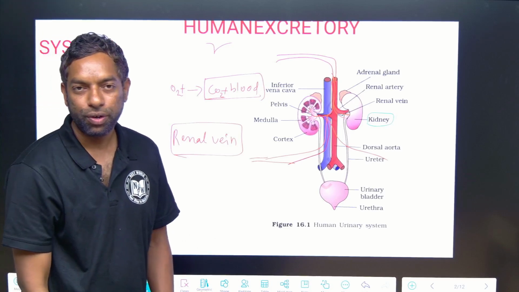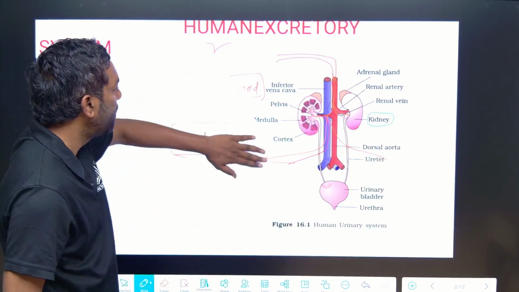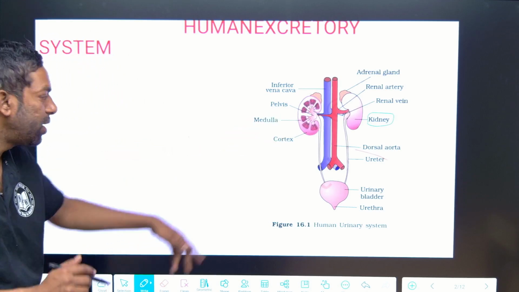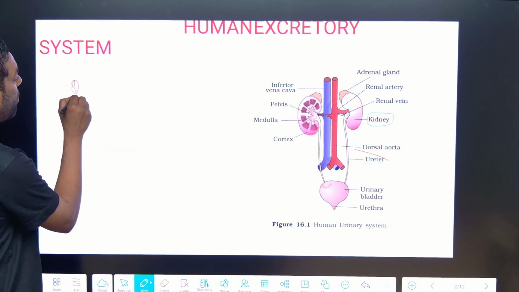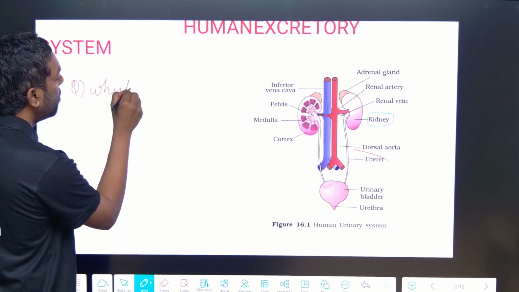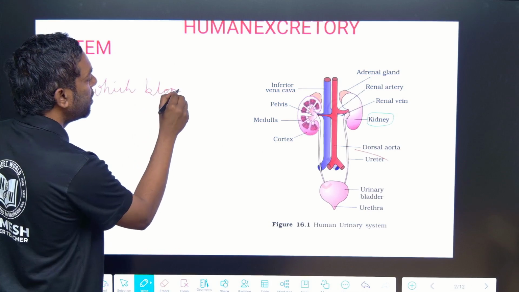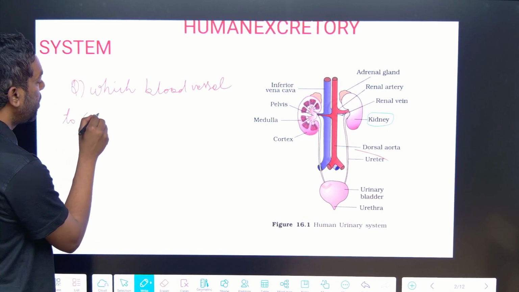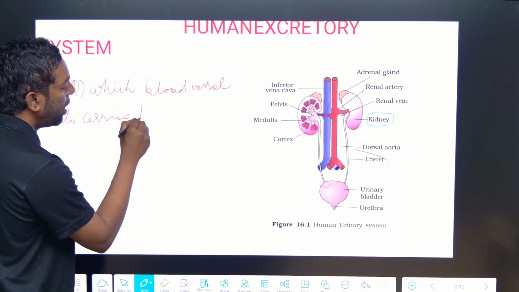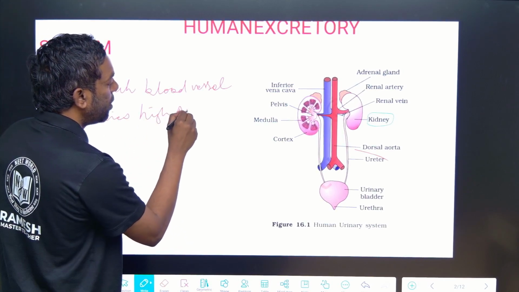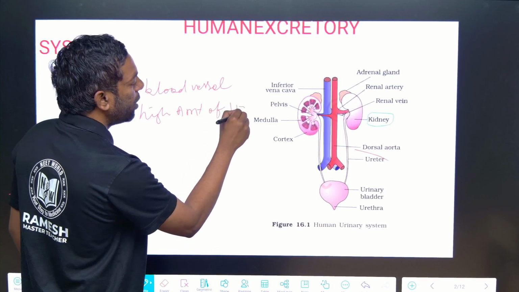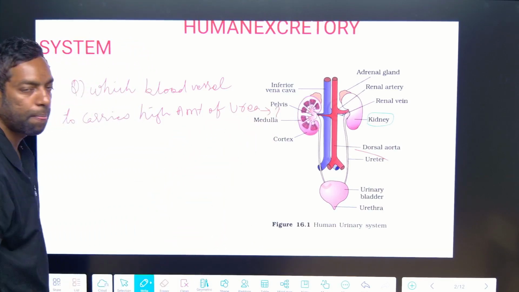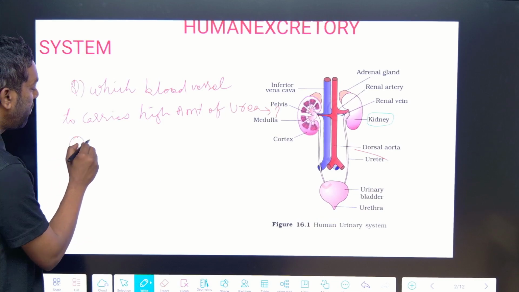Now there is a question from NEET, guys, important. Which blood vessel carries a high amount of urea? This is a previous year question in the NEET. Option A, renal artery.